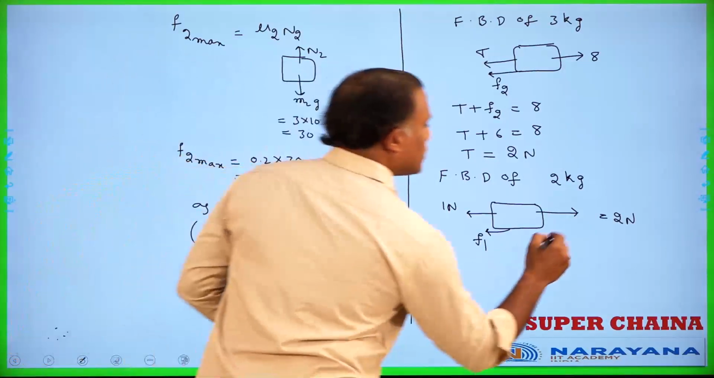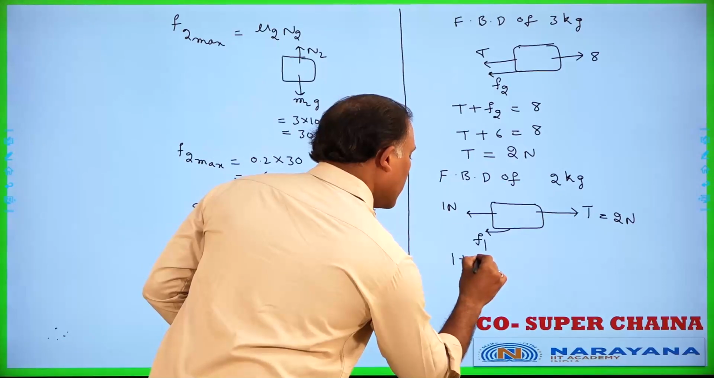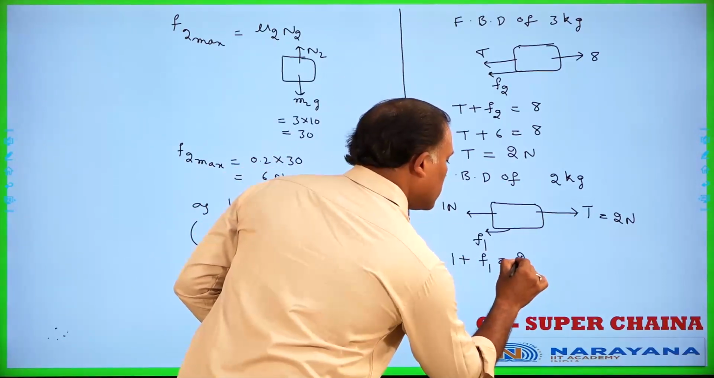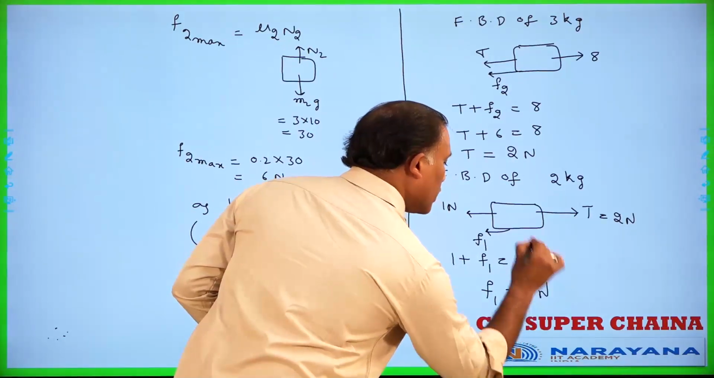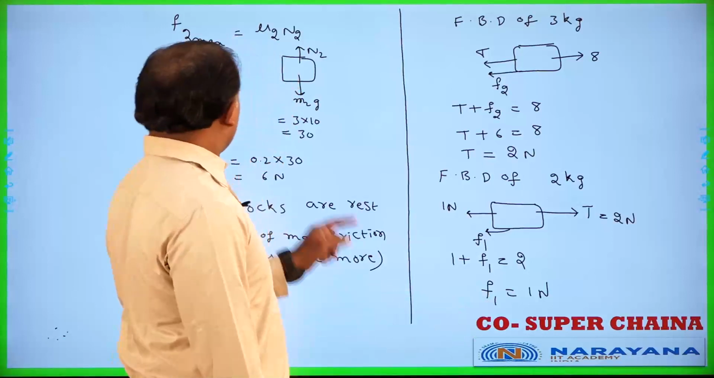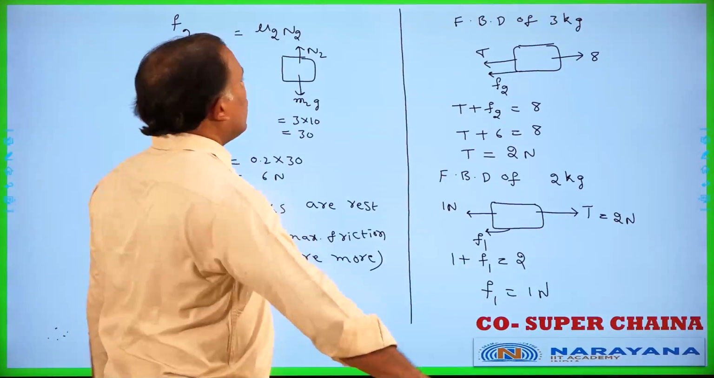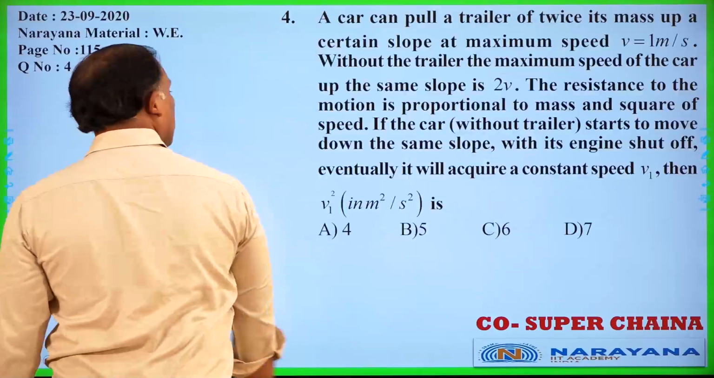1 plus F1 is equal to 2. Then friction F1 is equal to 1 Newton. So F1 is 1 Newton, F2 is 6, and tension in the string is equal to 2 Newton. This is the way we can solve the first question. Right, that is the first question for you.